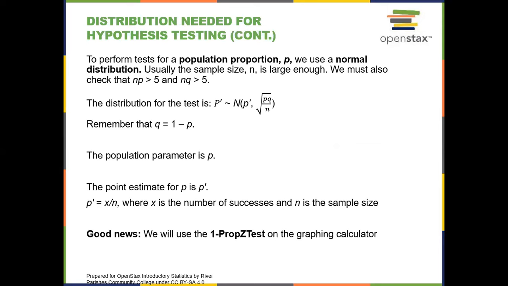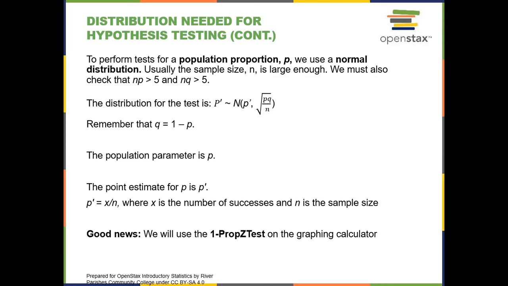To perform a test for a population proportion, we use a normal distribution. Usually the sample size n is large enough. We must check that n times p is greater than 5 and n times q is greater than 5. What is n? n is the sample size. What is p? The probability of success. What is q? The probability of failure, which is equal to 1 minus p.